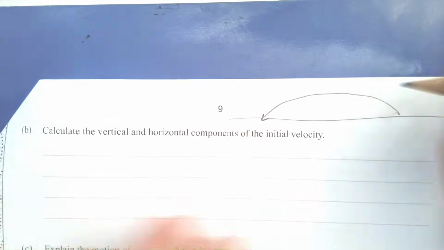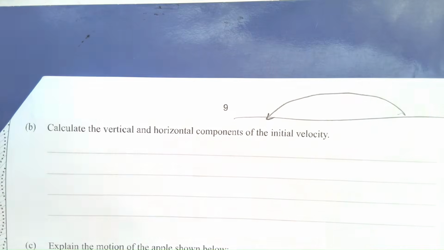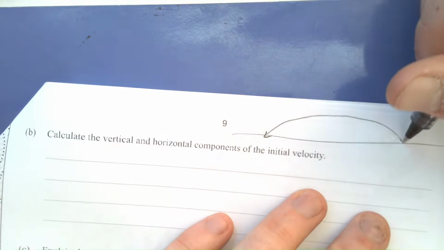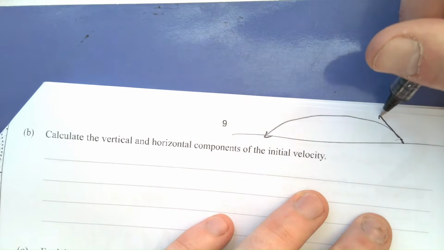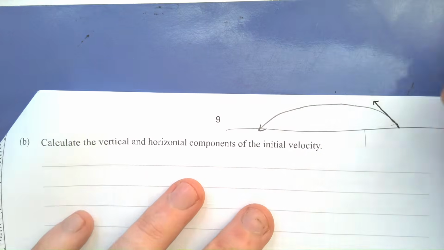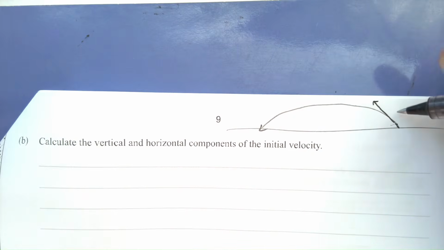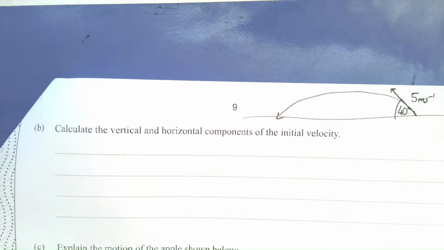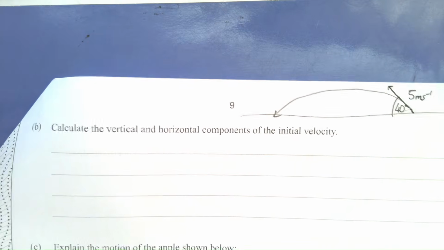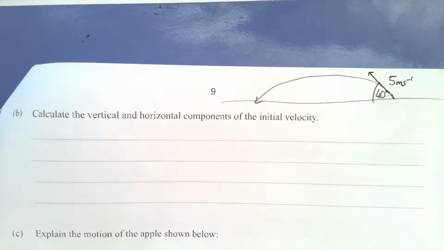That's my ground, that's my throw. And I'm going to just in pen to highlight that it's significant. This is the actual initial vector that I'm going to use. And it was 5 meters per second at an angle of 40. Calculate the vertical and horizontal components of the initial velocity.